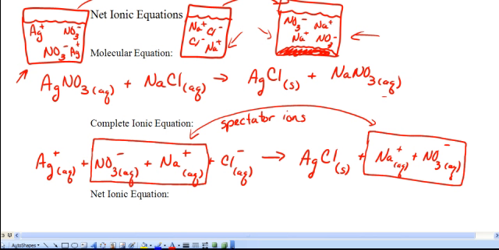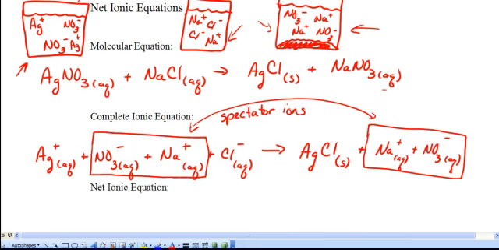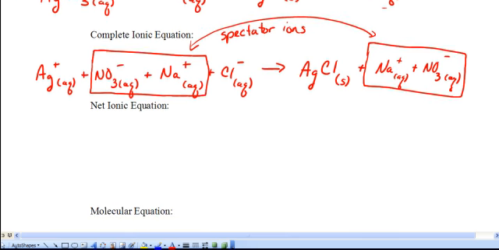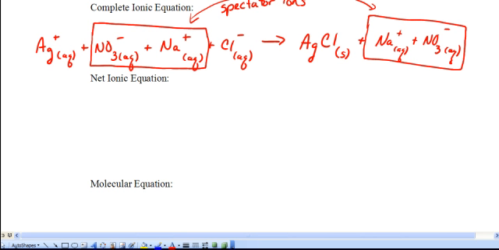Similar to fans in the stands of a football game or a basketball game, we call them spectators. They simply watch the game and do not participate in the game. Spectator ions simply watch the reaction but do not participate in the reaction. And so they're the same before and the same after, and since they do not actually participate in the reaction, we can eliminate those from the equation. They don't actually do anything.